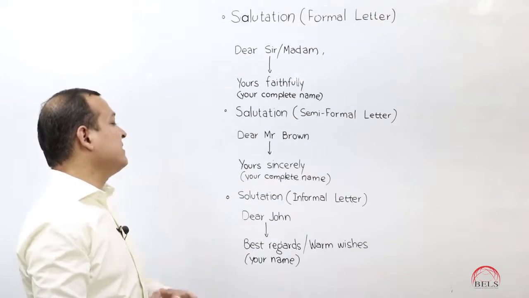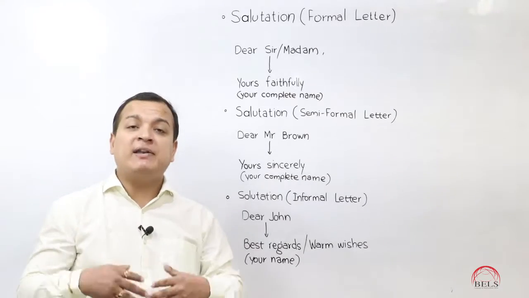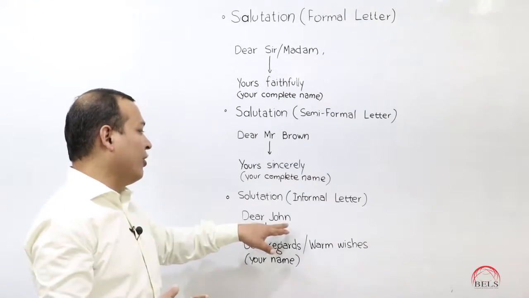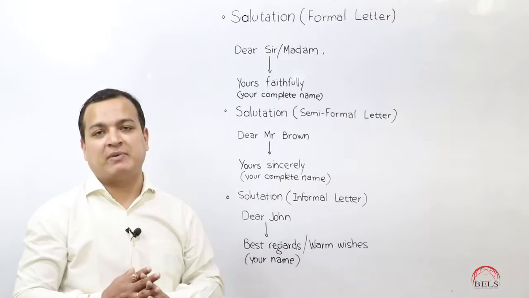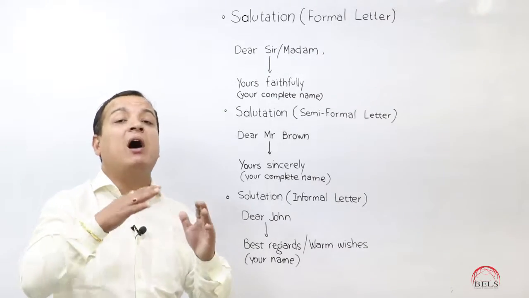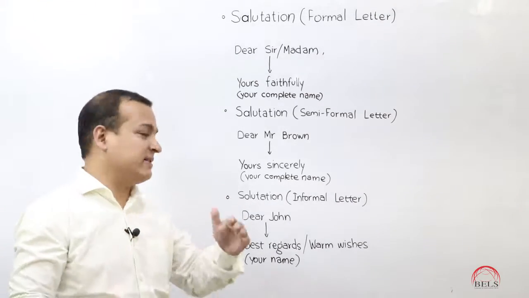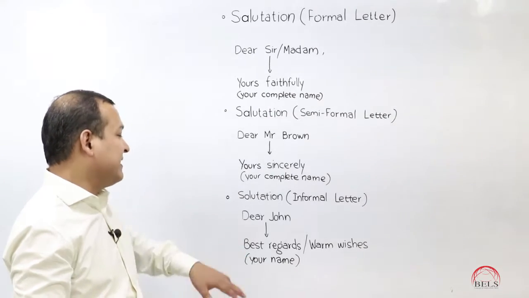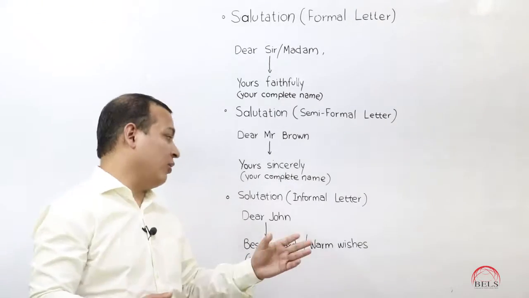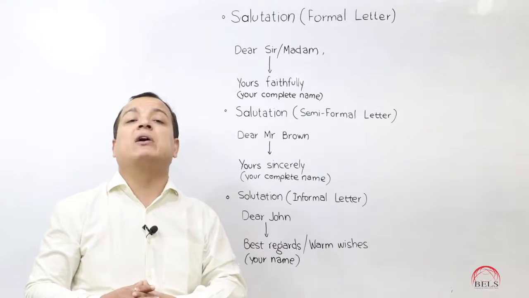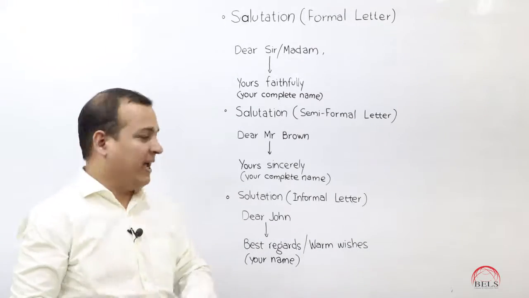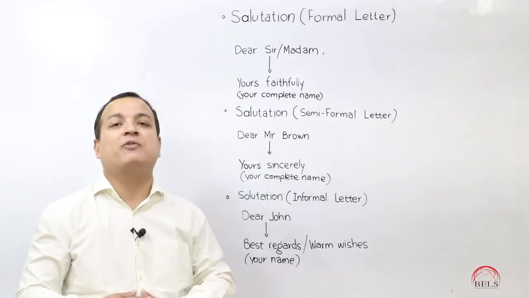The third one is the informal letter. In the informal letter you will start with Dear John. With Dear you can use the first name. Here you can use informal language like hope you're doing well. Finally, you'll end this letter by saying Best regards, Warm wishes, or Best with warm love, and then your first name.